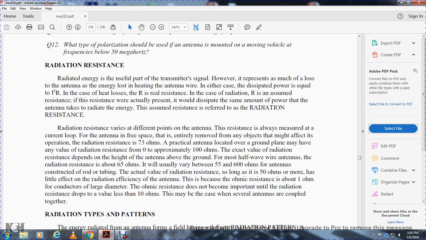The resistance actually represents a small amount of the power the antenna takes for the radiation of the energy, and is referred to as the radiation resistance. Radiation resistance varies at different points of the antenna. The resistance is always measured at the current loop of the antenna.